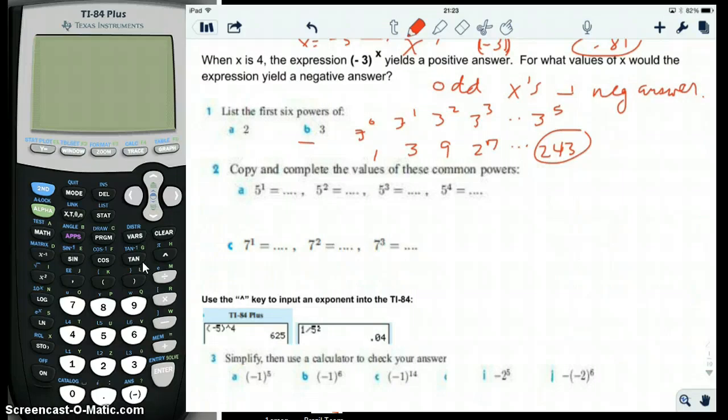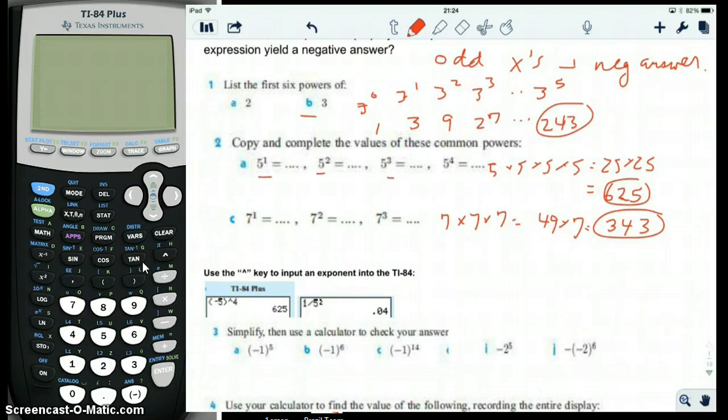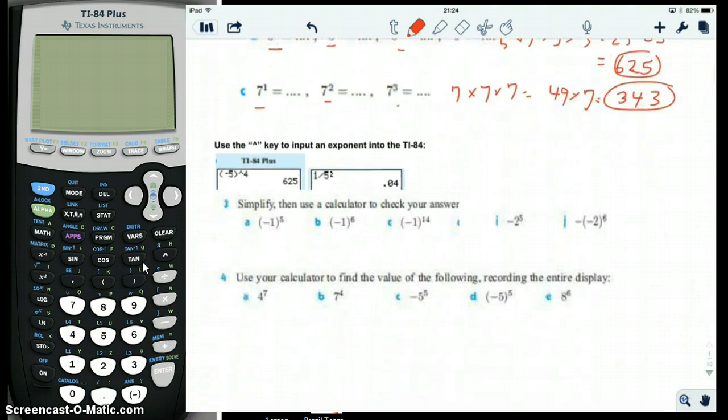Let's just take the last one of each just to do the trickiest one. So 5 to the 4th would be 5 times 5 times 5 times 5, which is equal to 25 times 25. You can use your calculator to do that, but I already know that that's 625, so you can check that with your calculator. 7 to the 3rd is equal to 7 times 7 times 7. That would be equal to 49 times 7. That's about 350. It's a little bit less than 350, actually. It's 343. Okay? So you need to do all the powers, but that's the biggest one.